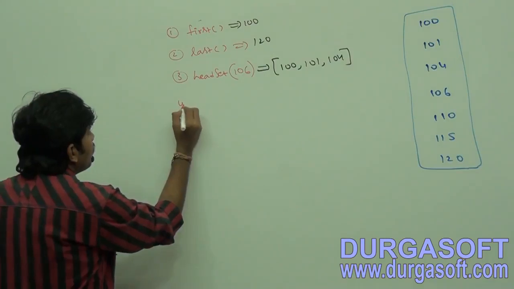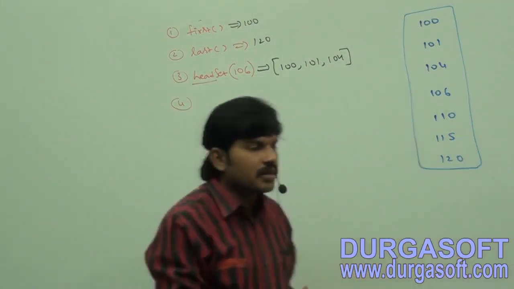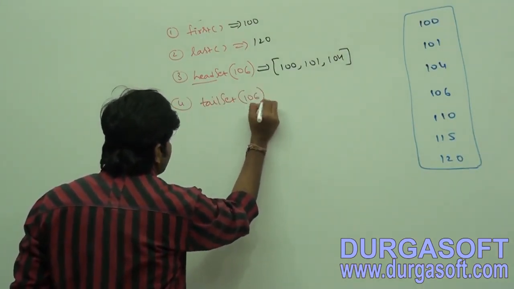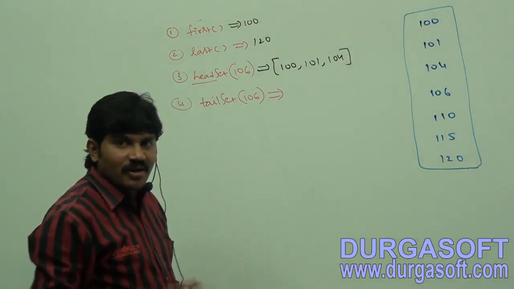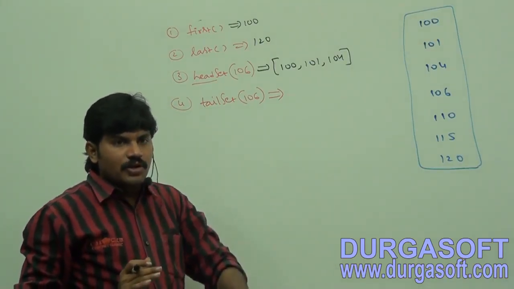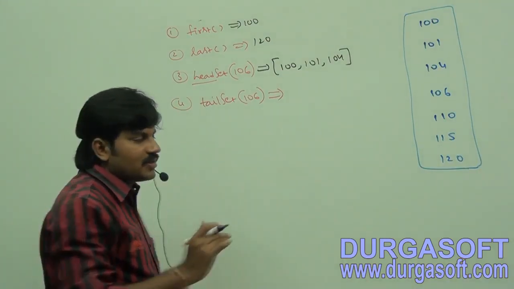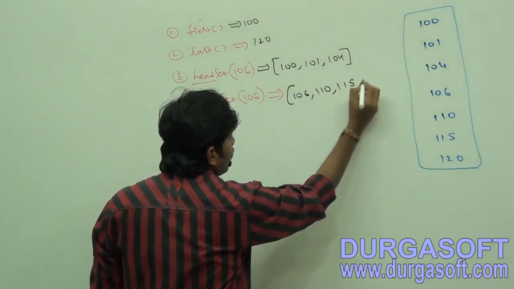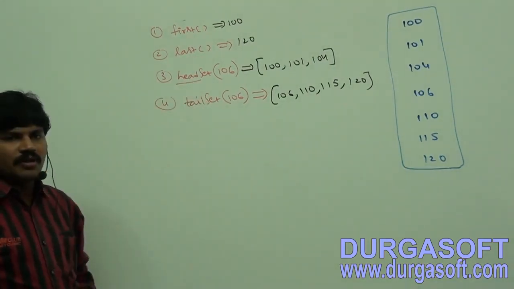Next, if you can tell the head part, then automatically you can tell the tail also. What is the tailSet of 106? Make sure the elements are greater than or equal to 106. Here the equal symbol is also there, inclusive. What is the answer? 106, 110, 115, 120, right? Are you getting it? You can tell the head part and tail part.